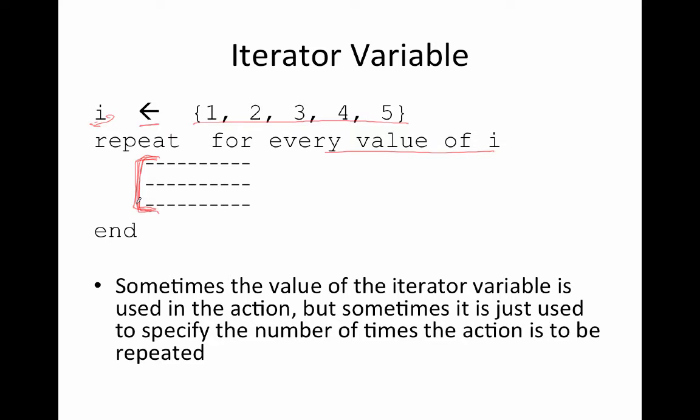Sometimes the value of the iterator variable is actually used in the action, but sometimes it's just a way of specifying how many times the action is going to be repeated. So for this case, 5.